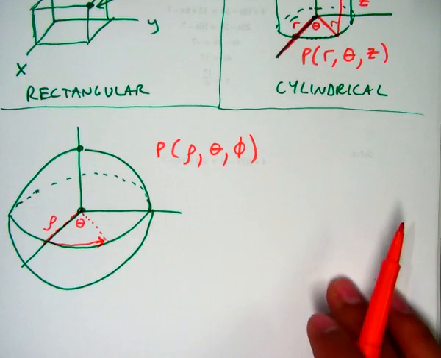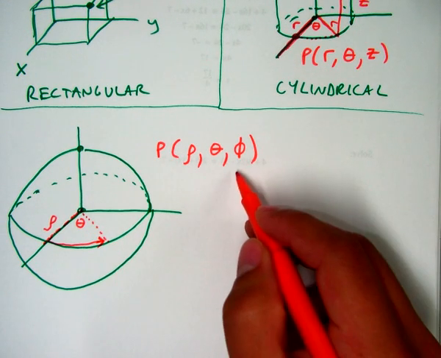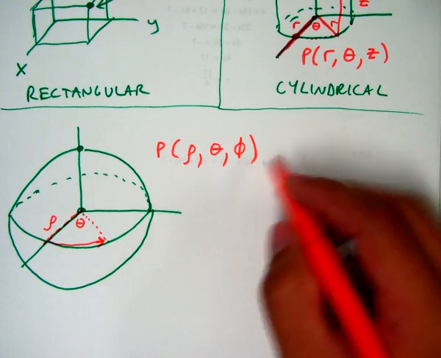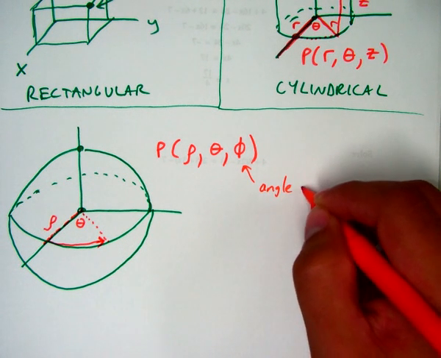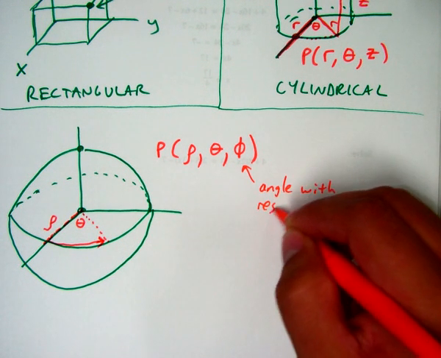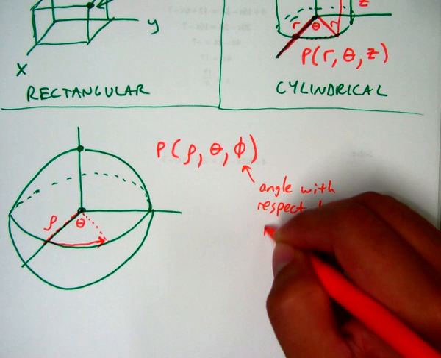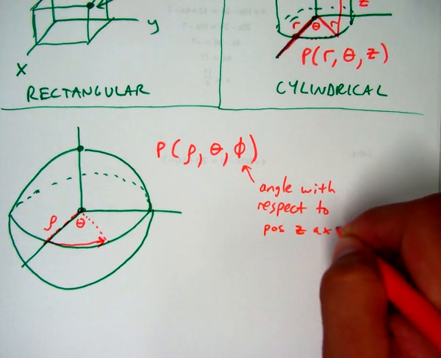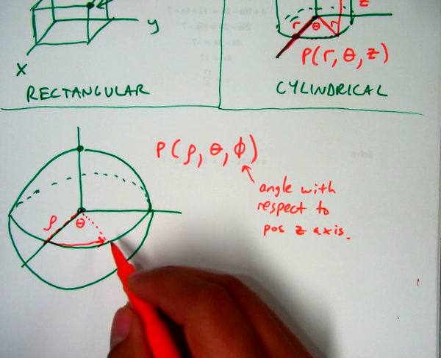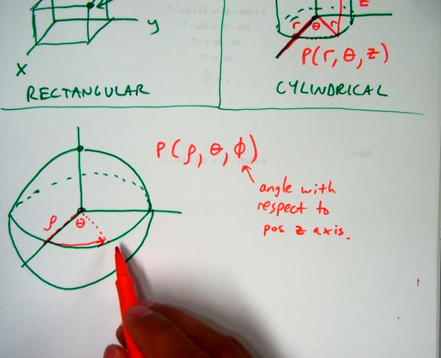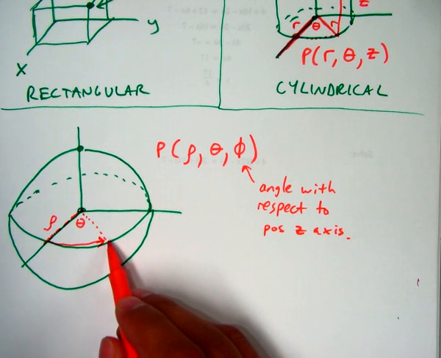Okay, and now this phi is going to be the angle with respect to the positive z-axis. Okay, so for instance, if I wanted to sit right here where I'm currently at, what angle would this make with positive z?